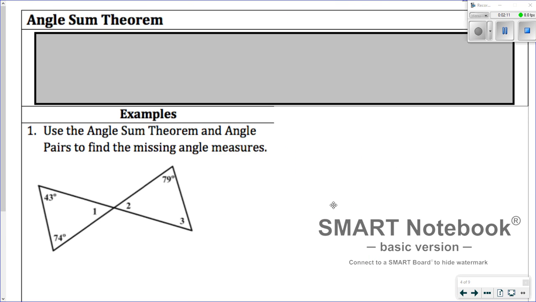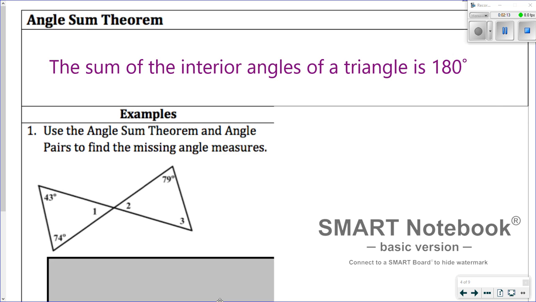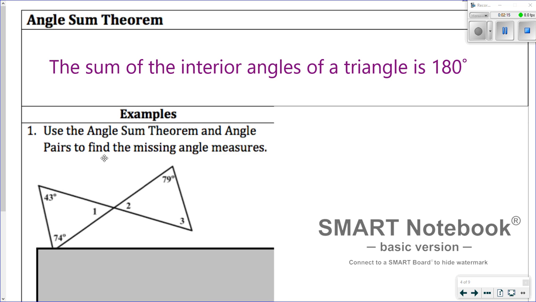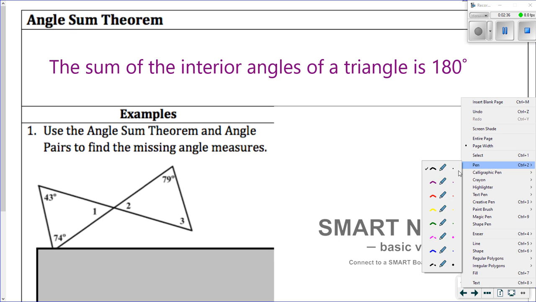So when it comes to the angle-sum theorem, it states that the sum of the interior angles of a triangle is 180. This is something you already know. You know triangle, when you add up all the angles, it's all 180. So with the example below, it says use the angle-sum theorem and angle pairs to find the missing angle measures. So you already learned about the angle pair.